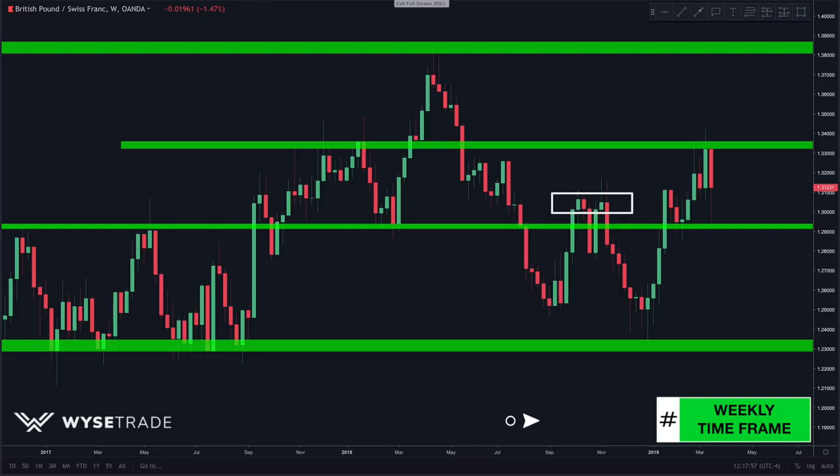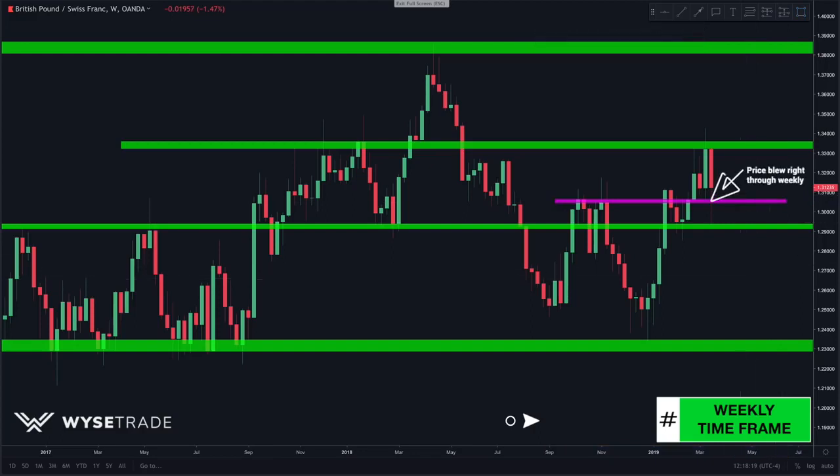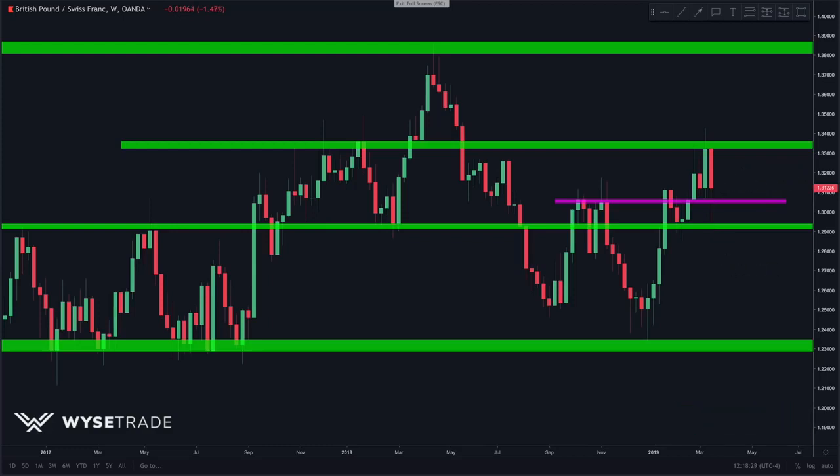We also have this weekly level here, so we draw it in. Notice how price recently blew right through this weekly level and tapped the monthly level and snapped right back, causing this wick to form. Now I'm going to show you how this played out on the daily.